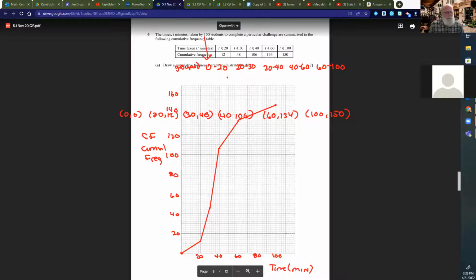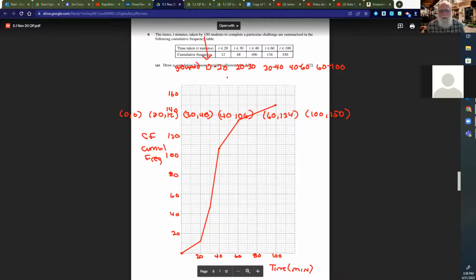Now, what does B say to do? Besides two, it wants us to find the estimate value of K. And what do we know about K? 24% of the students take K minutes or longer to complete the challenge. All right. So 24% take more time.